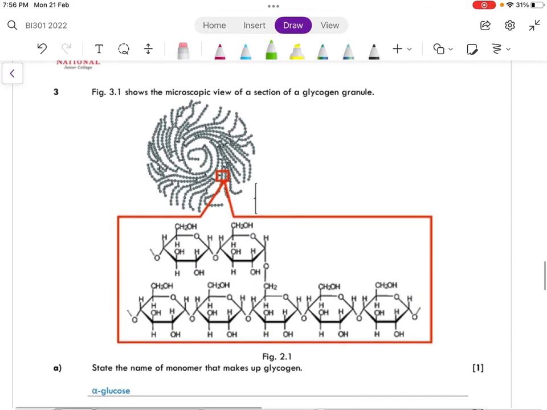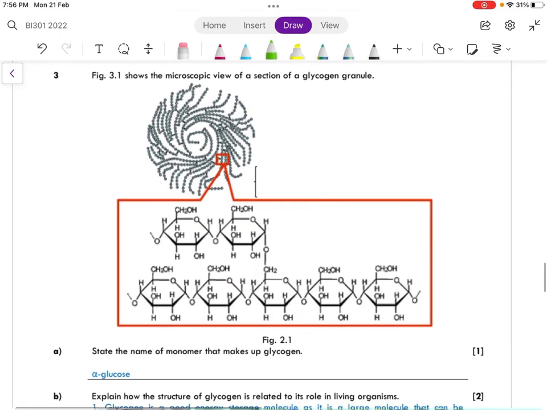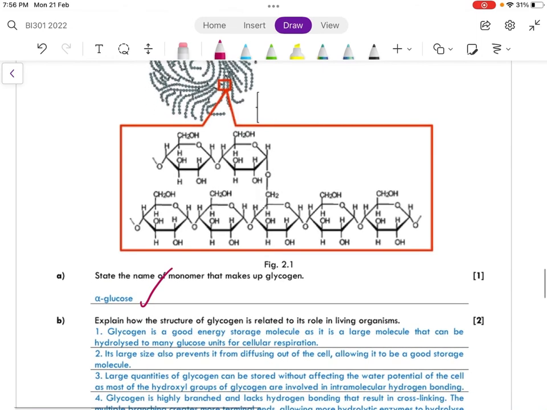Next question, question 3. They ask you to state the name of the monomer that makes up glycogen. Most of you got this correct, alpha glucose. Some students just mention glucose, but without mentioning what kind of glucose. You are expected to know what type of glucose is used to make glycogen, cellulose, amylopectin, amylose.